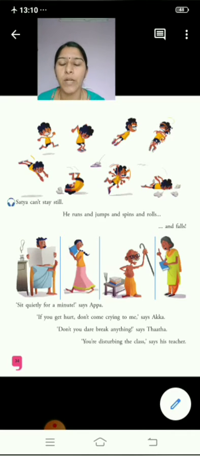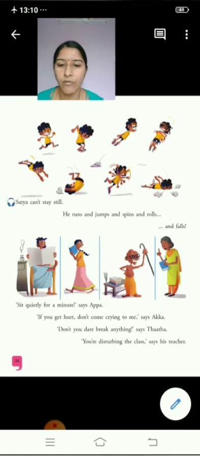I'll read one more time. The first line. Satya can't stay still. He runs and jumps and spins and rolls and falls. Okay. Again, I'll read the first line. Satya can't stay still. He runs and jumps and spins and rolls and falls.